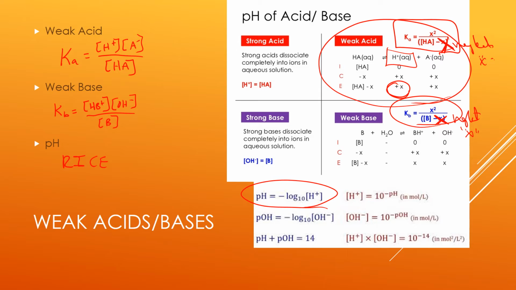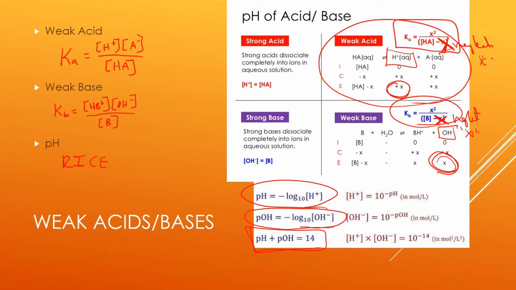If you're working with a weak base, you're solving for x to figure out the OH- concentration. Once you know the OH- concentration, you find the pOH and then use this last equation to find the pH from there.